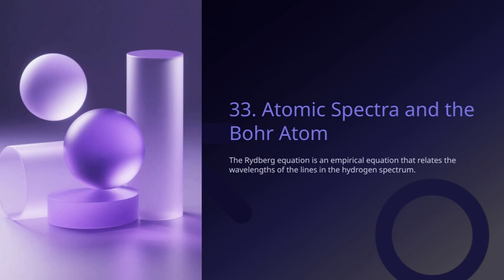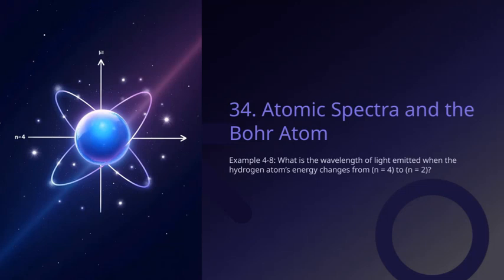This connection between the spectral lines and the atomic structure is a key step in understanding atomic spectra and supports the broader concept of how electrons behave within atoms. So, while the equation itself might seem simple, it really opened the door to deeper insights about atomic energy levels and spectral behavior. Let's look at an example now, example 4.8, where we determine the wavelength of light emitted when a hydrogen atom's energy level drops from n equals 4 to n equals 2. This is a classic case that showcases how changes in energy levels correspond to specific wavelengths of light.